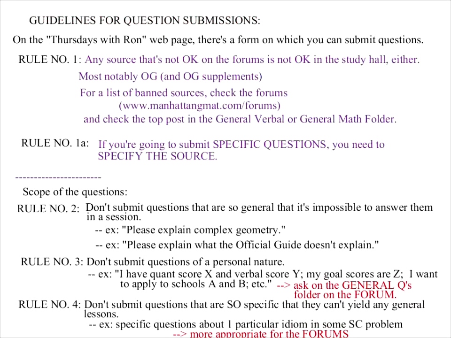Now, what sorts of questions should you submit? The ideal question, because if you notice, these two guidelines may seem a little bit contradictory. We're telling you rule number 2 is we don't want questions that are too general. Rule number 4 is we don't want questions that are too specific. Any question we can answer in under a minute doesn't belong in the study hall. It belongs in the forums, because we can answer that in one post on a thread, and then we're good.